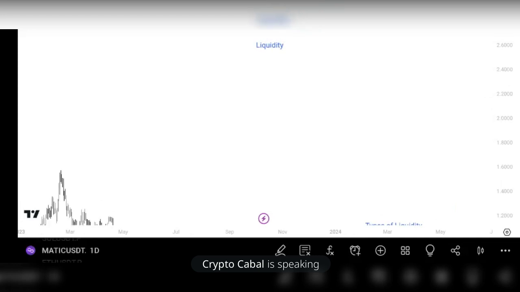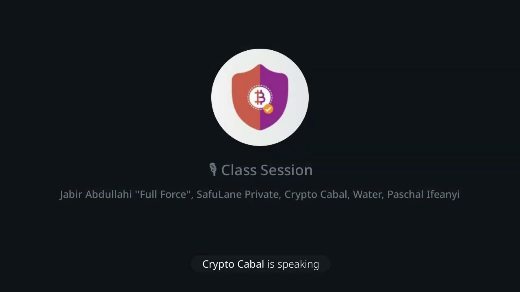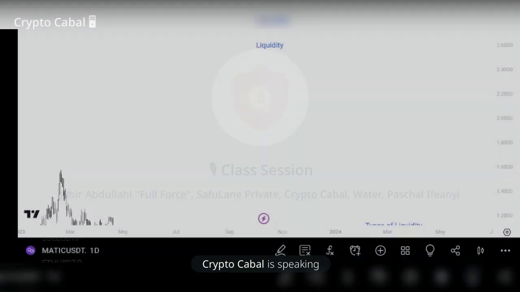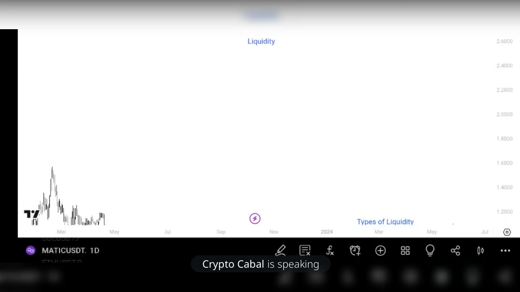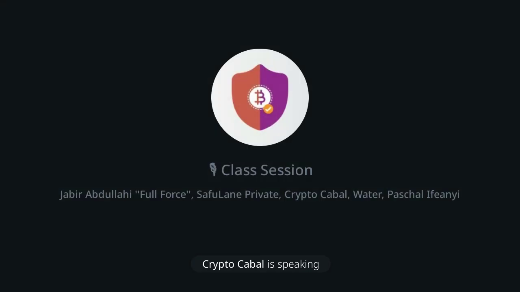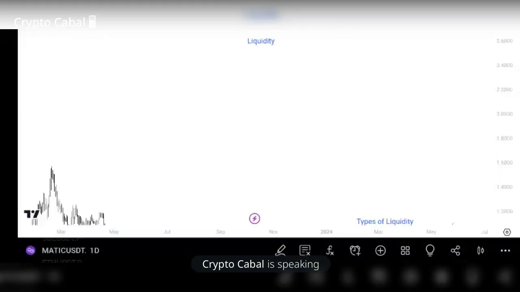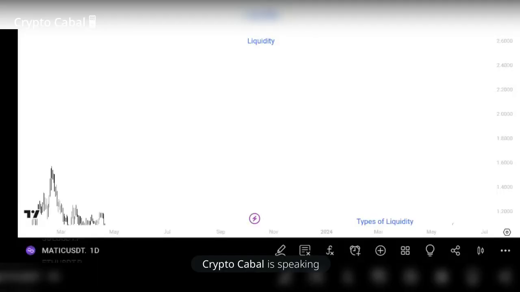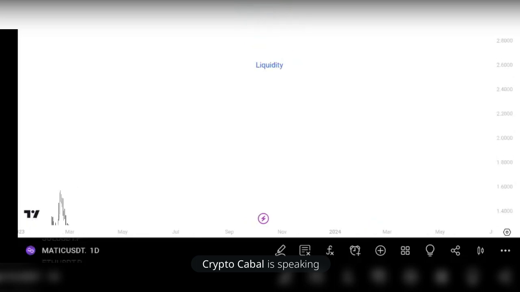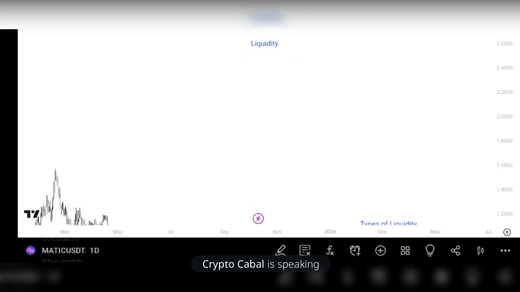We have static liquidity and we have dynamic liquidity. Now, we have types of liquidity under the static type of liquidity, and we have examples of liquidity under the dynamic liquidity. When we talk about technical analysis, liquidity is a very, very crucial and important aspect, same thing as market structure also.